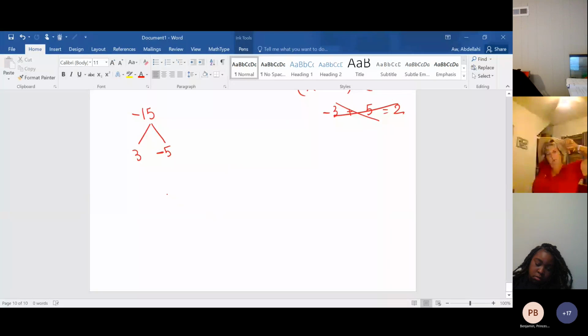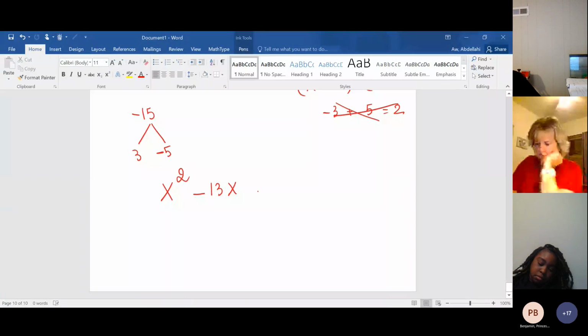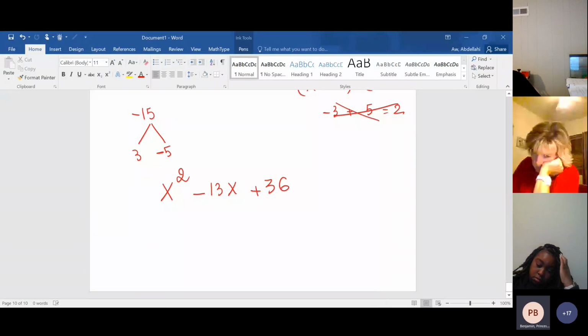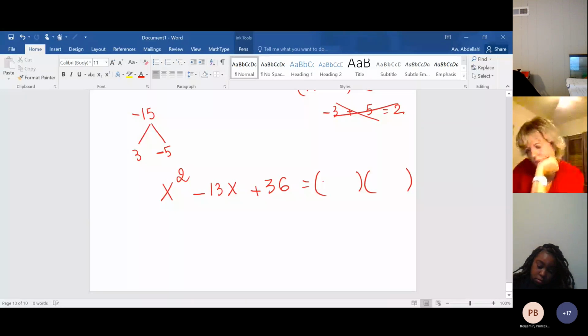So again, it's x squared minus 13x, right, plus 36. Go ahead. Try to find the two numbers, right?